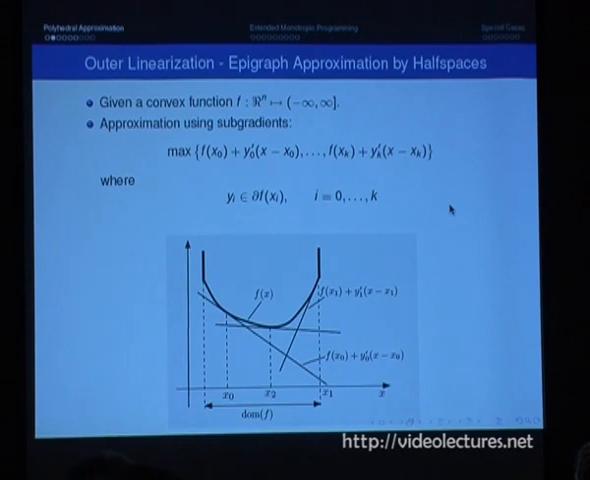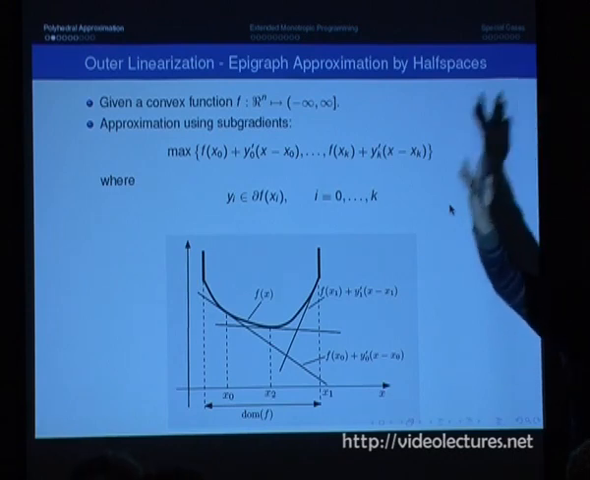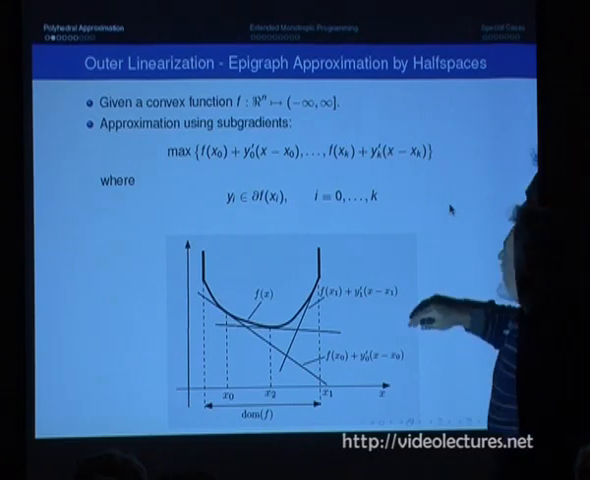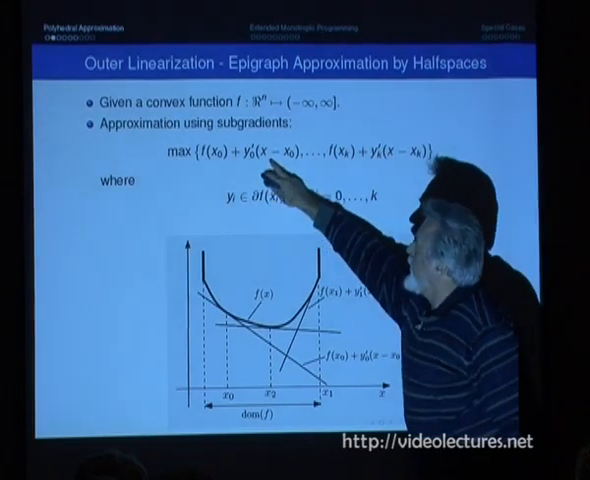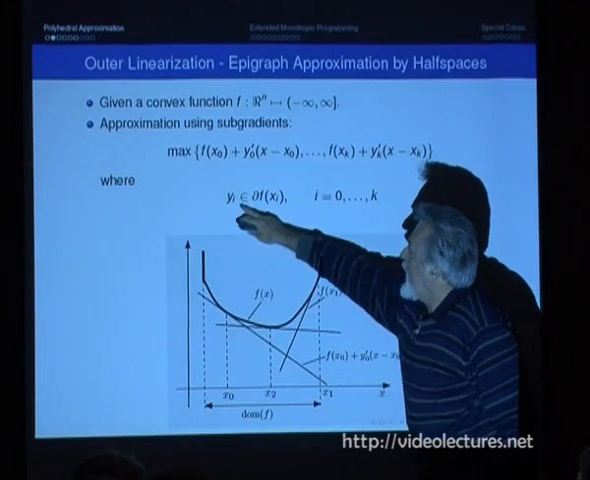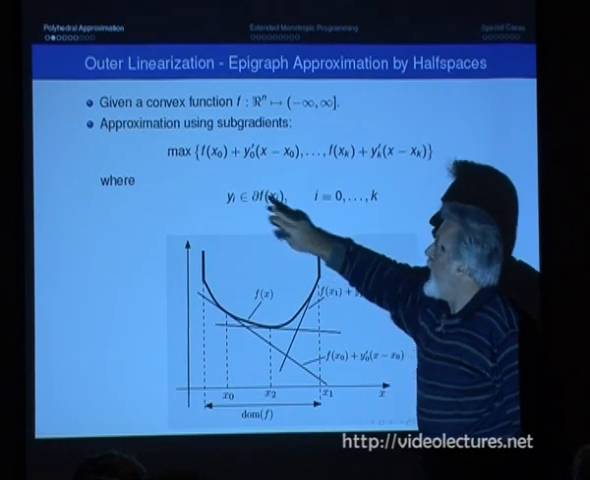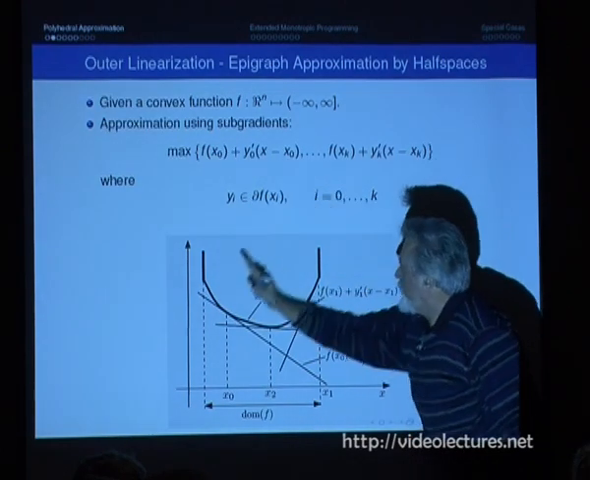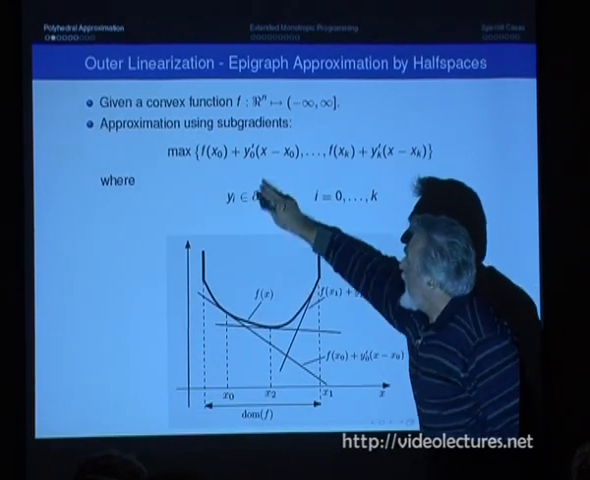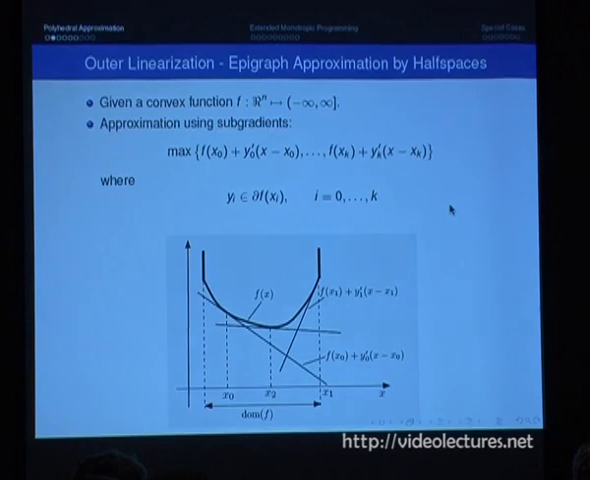Now, outer linearization corresponds to approximating the epigraph of the function by subgradients, the maximum of linear functions defined by subgradients. So we have a number of points, x0 up to xk, and we have subgradients at these points, the y's, and each one of those is a function like that, and we take the maximum of those, and that defines a polyhedral function. That's the general idea of outer linearization.